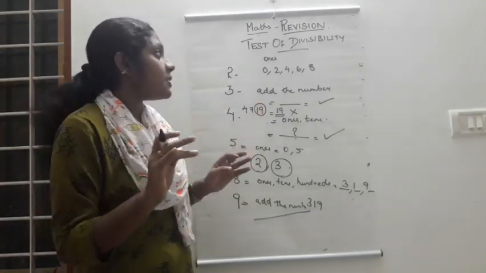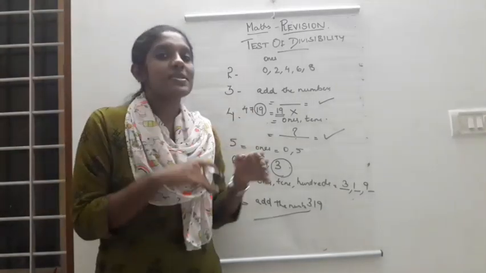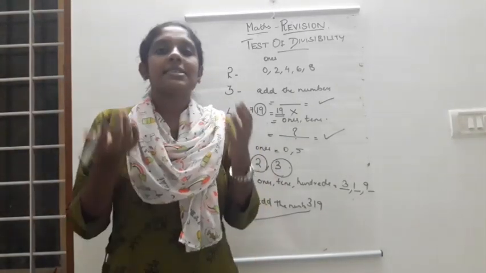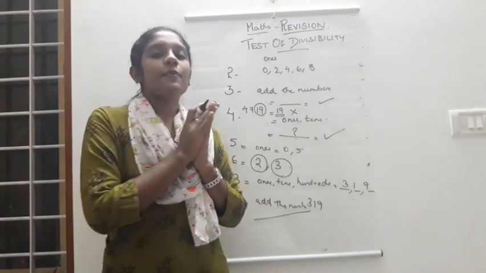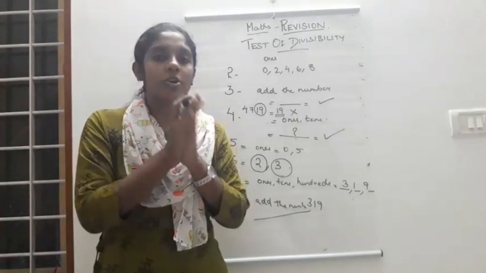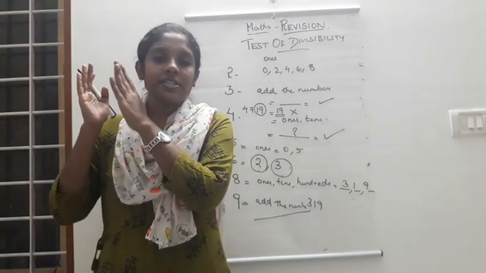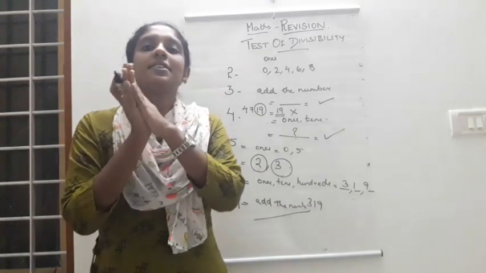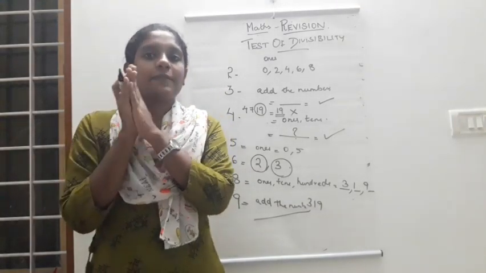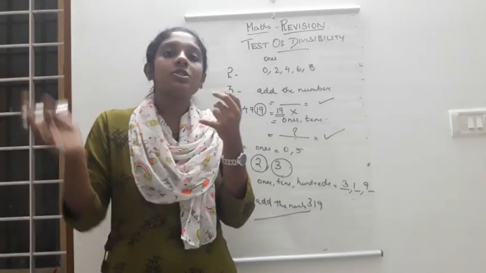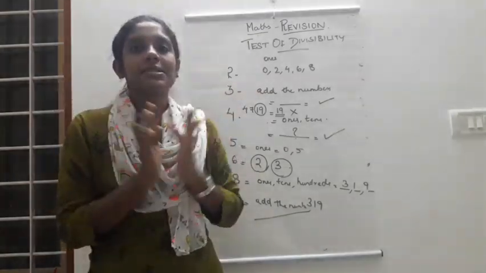Then finally we learned the test of divisibility of 11, which was slightly different from all the others. For the test of divisibility of 11, you find the sum of the digits at odd places. Then you find the sum of the digits at even places. Then take the difference of the two, and if that number is either 0 or divisible by 11, that means the number is divisible by 11.